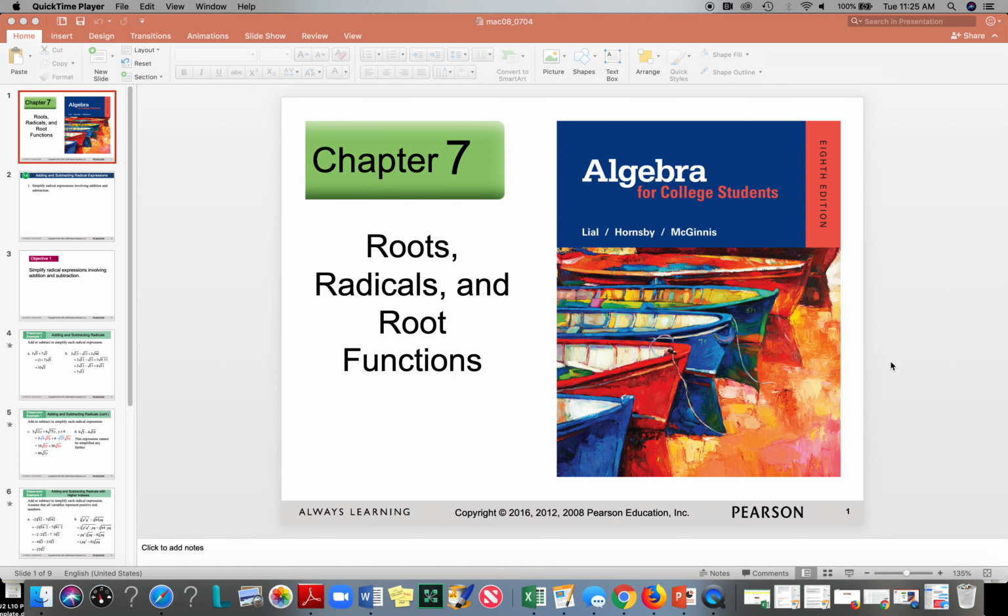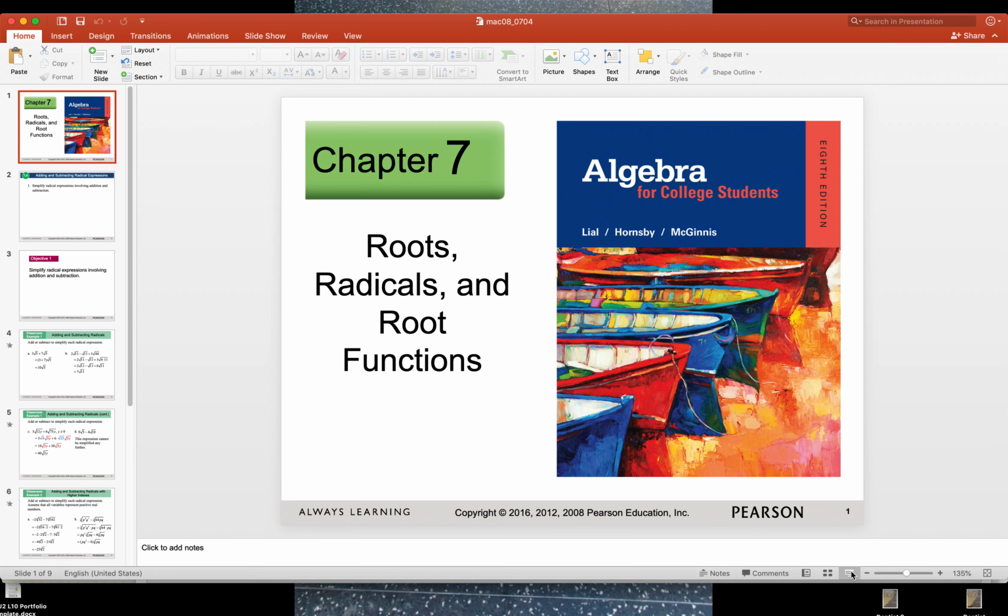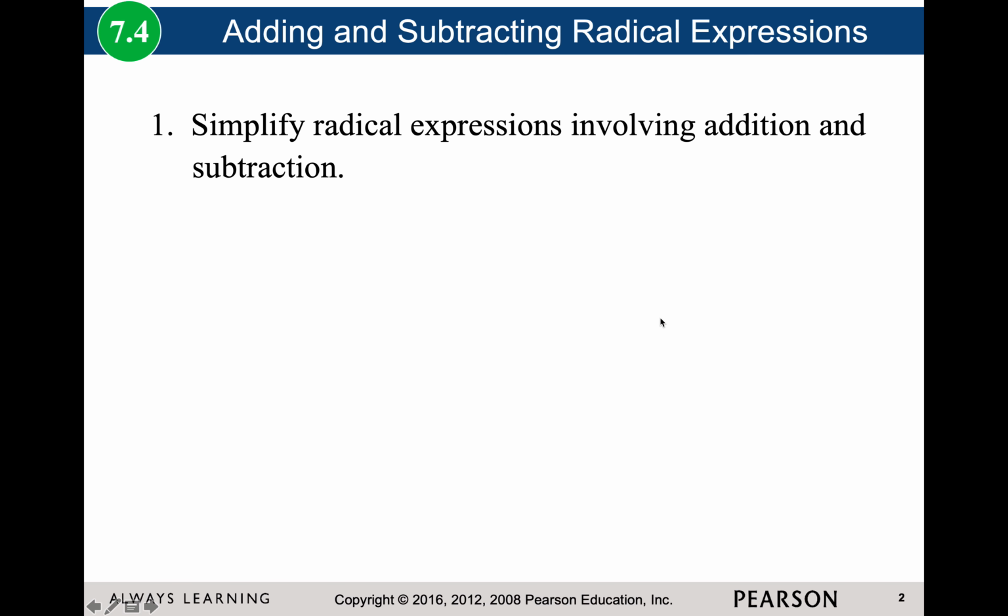So we're continuing on the trend with radicals. And we're going to be simplifying radical expressions that involve addition and subtraction. Here is the key. We are combining like terms. If you have a square root and a cube root, they are not like terms. It's like having an x and a y.